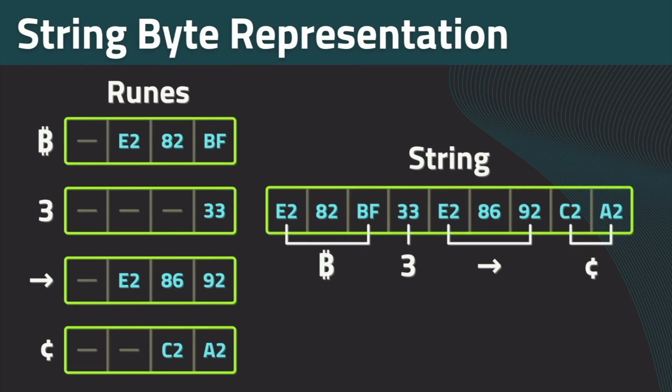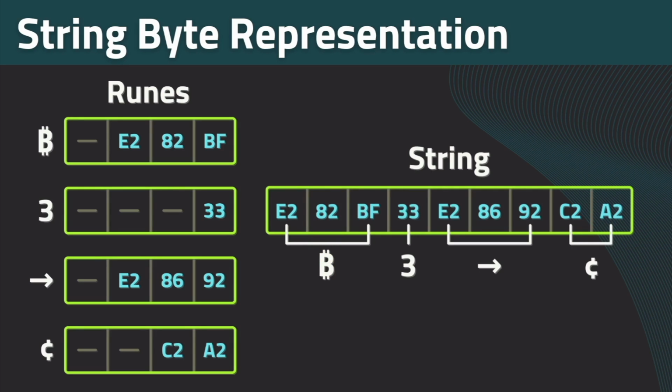Let's take a look at how strings are represented in memory. On the left, we have some runes. We have a Bitcoin, the number 3, a right arrow, and a cent sign. Each one of these runes has a specific bit length. On the right, we have a string, which is just a combination of all of these runes. This particular string is 9 bytes long. We have 3 bytes from the Bitcoin, 1 byte from the 3, 3 bytes from the arrow, and 2 bytes from the cent sign. So if we were to iterate through the string, we'd be going 1 byte at a time. And if you split these bytes in half, then you won't have a Bitcoin anymore, you'll have some different symbol.